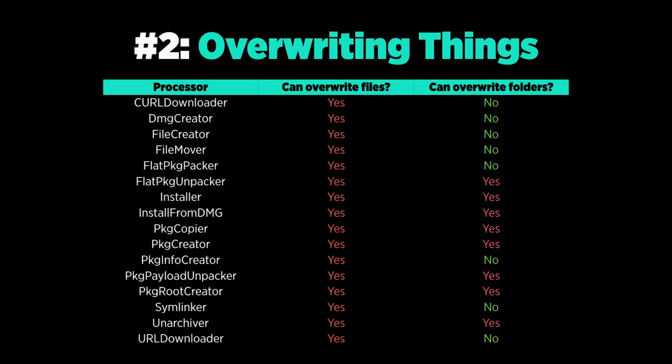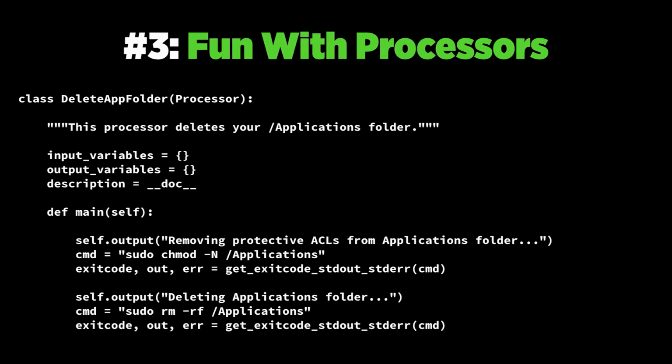And it's not just Copier that can do this. Many different processors, these core processors, all have the ability to overwrite their destination file. So if you overwrite the right file or folder, you could potentially delete useful data. And some of them delete files, some can even delete folders, but these are all built into AutoPkg and able to overwrite. But we don't have to stick with the processors that are built in.